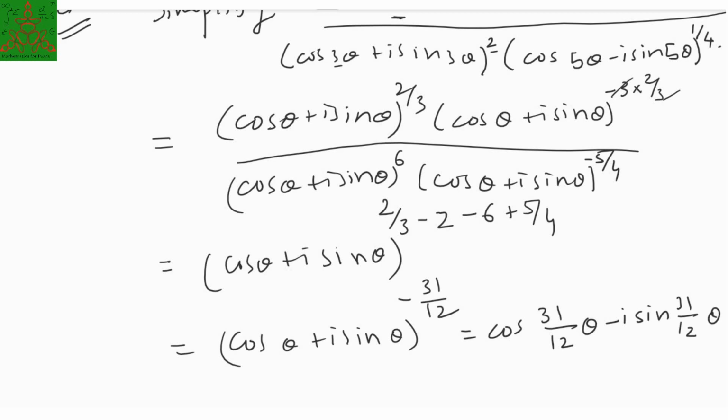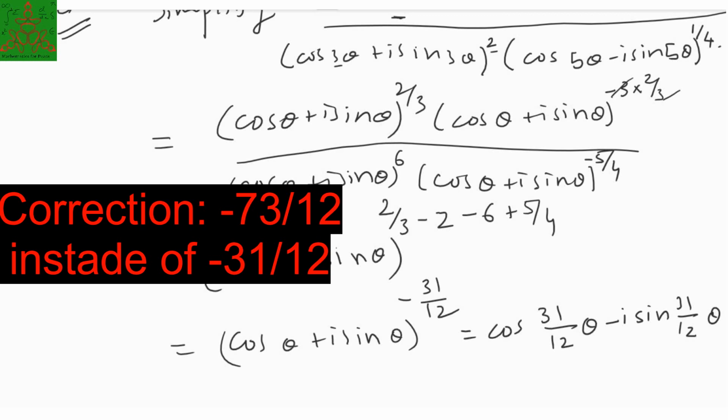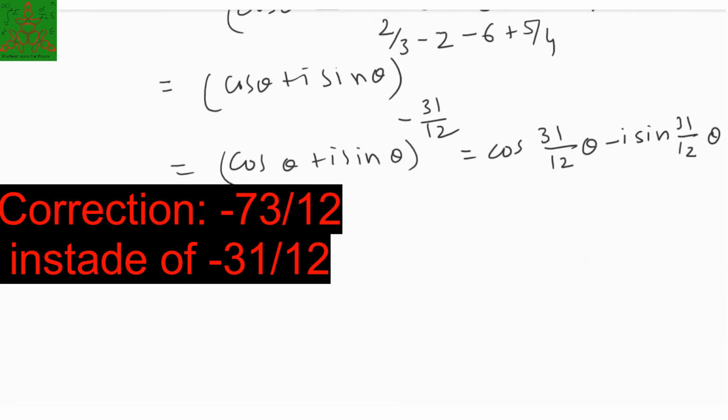because cos of minus 31 by 12 θ will be cos of 31 by 12 θ, and sine of minus 31 by 12 θ will be minus of that, so I'm taking the minus out from that. So that's the simplification of the above expression.